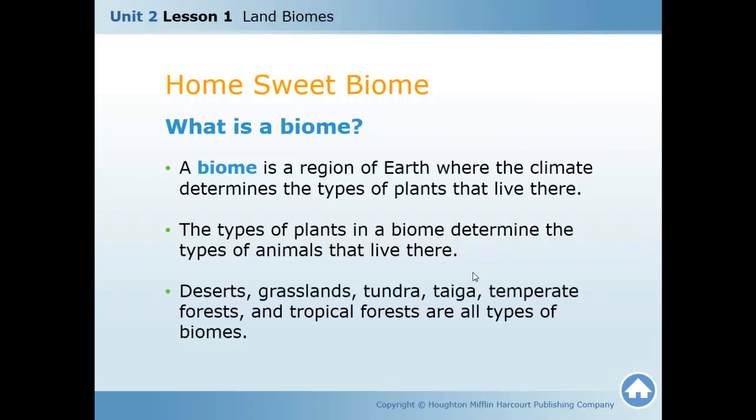Desert, grasslands, tundra, taiga, temperate forest, and tropical forest. All of these are types of biomes. So a biome is a place in which the climate determines the type of plants. The type of plants determines the type of animals which live in this place.